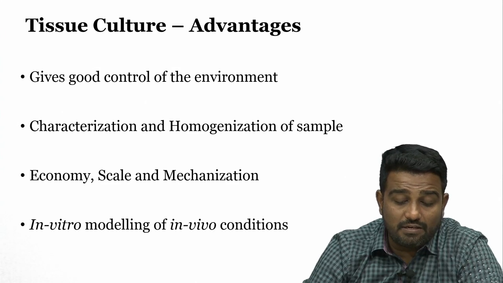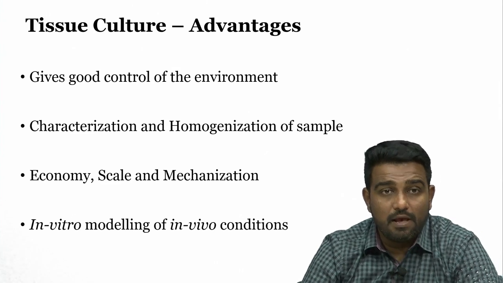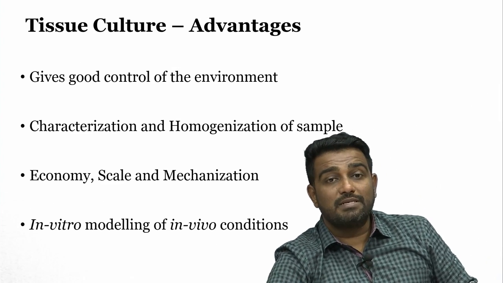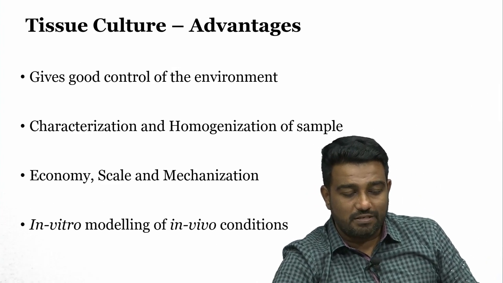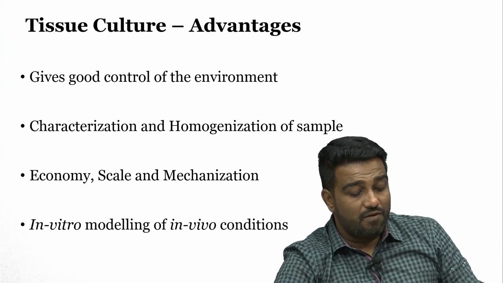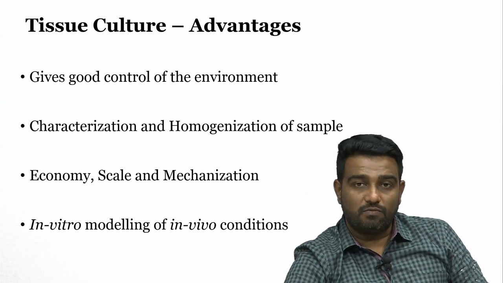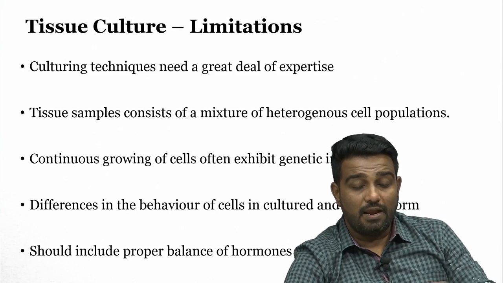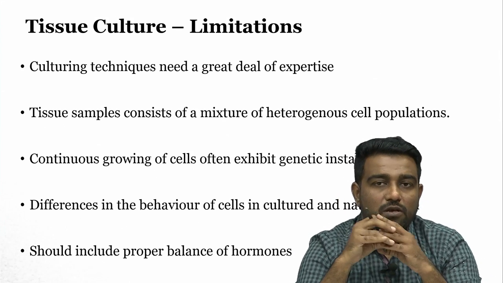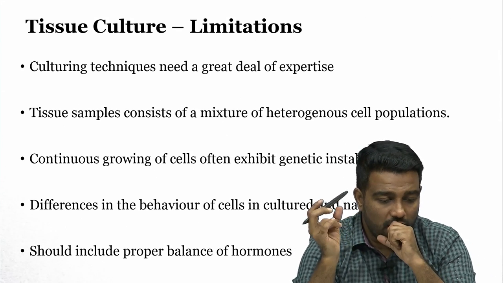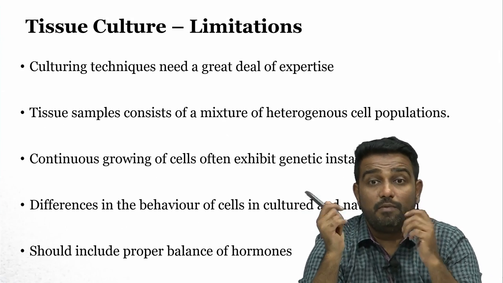Second is the characterization and homogenization of the tissue sample. The third one is the economy, scale and mechanization. We can always induce that. And finally, in vitro modeling and in vivo conditions. We can use in vitro modeling and in vivo conditions, right. So, if you see the next slide, what are the limitations, right?